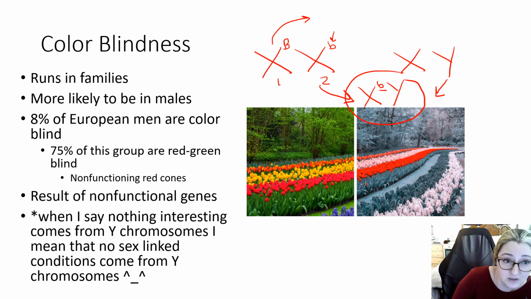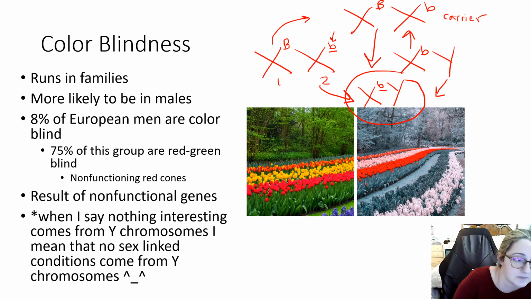So if a girl gets maybe a lowercase b, so we've got a colorblind dad and a not colorblind mom, but she is a carrier. So we have a daughter who has capital B from mom, so she has that dominant trait, she's not colorblind, and we get that lowercase b from dad, she is going to be a carrier. But she won't express it, but her sons could. So this could be a potential son of hers.